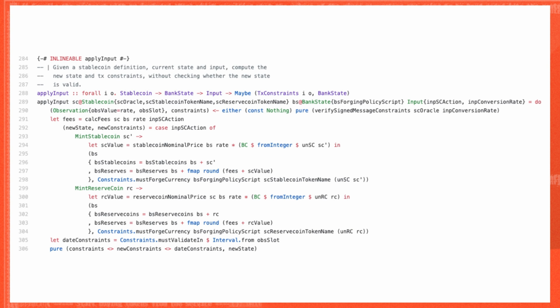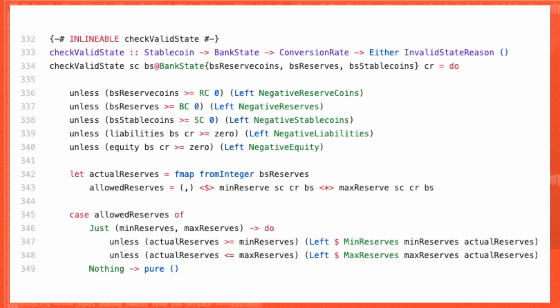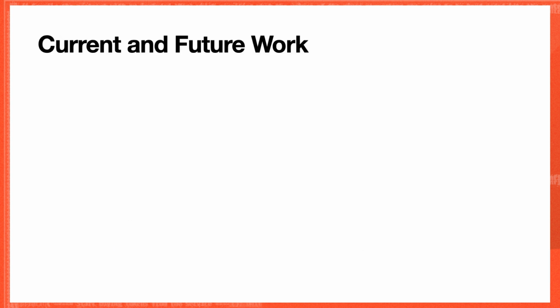So this shows what happens when you apply the actions of minting stablecoins or minting reserve coins. And finally, you can see here some code checking the conditions. For example, down there you check that the actual reserves must be greater than the minimum reserves calculated by the minimum reserve ratio, and it must be smaller than the maximum reserve ratio.